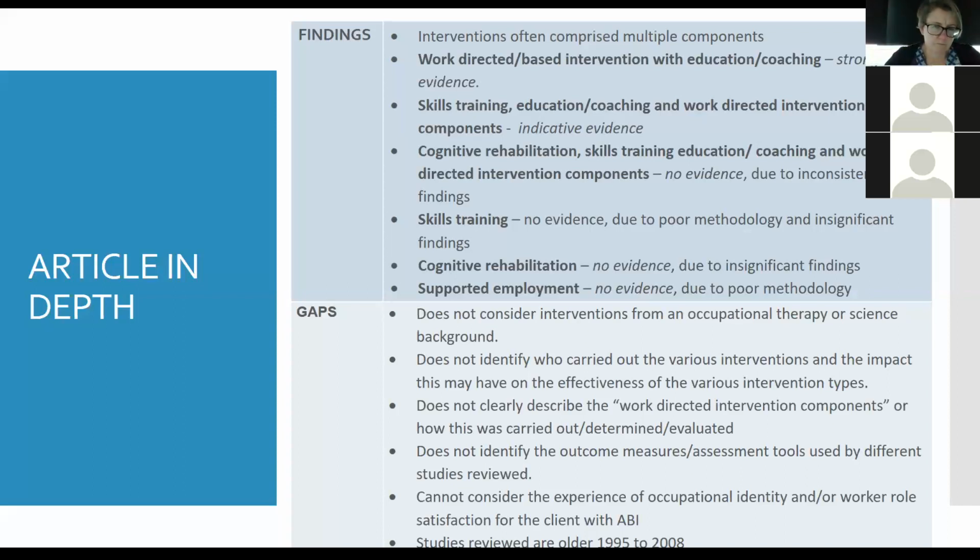So as I said, it doesn't consider the interventions from an occupational therapy or science background. It doesn't identify who carried out the intervention as well. Doesn't clearly describe the work-directed intervention components or how this was carried out, determined, evaluated. It didn't identify any of the outcome or assessment tools used by different studies reviewed. Obviously it didn't look into the experience of occupational identity or worker role satisfaction from the client.